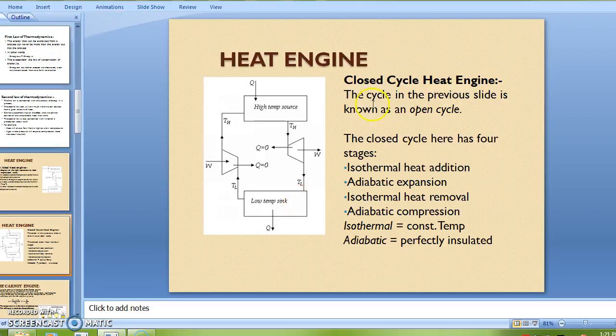Closed cycle heat engine. The cycle in the previous slide is known as open cycle, and this cycle is known as the closed cycle. There are four stages for this closed cycle heat engine. First stage is isothermal heat addition, second is adiabatic expansion, third one is isothermal heat removal, and fourth one is adiabatic compression. Isothermal equals constant temperature, adiabatic equals perfectly insulated.